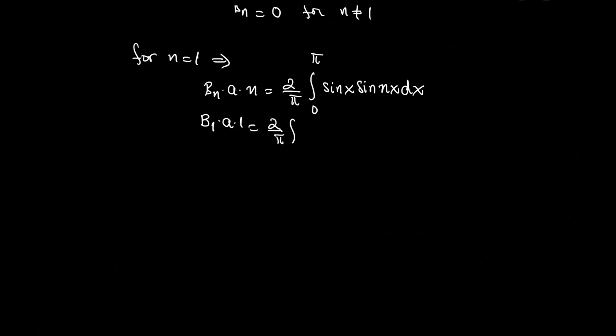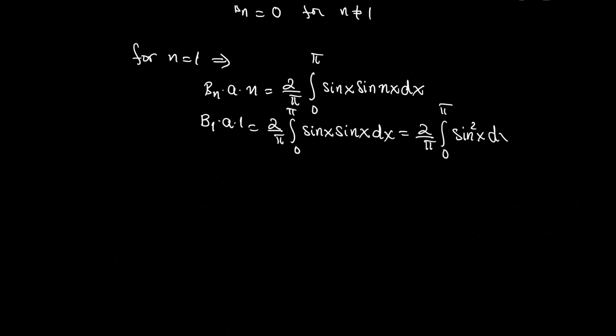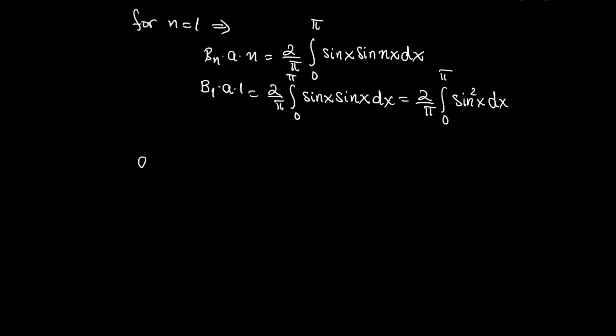integral 0 until pi, sine x, because n equal to 1, dx. Then you have 2 over pi, integral 0 to pi, sine squared x dx. That means a times b1 equal to 2 over pi. Now I just need to solve this integral. 0 until pi, 1 minus cos of 2x divided by 2 dx.